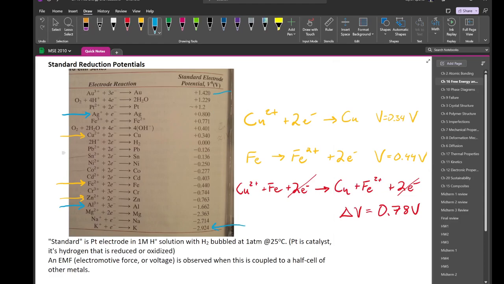Sure. If you combine this one with that, you're going to combine positive 1.42 plus positive 2.92. It's just a really big positive voltage, meaning that would be the most thermodynamically favorable combination that this table offers us. Meaning, will that reaction occur? Absolutely. Like, it will be violent in its occurrence, right? It's going to happen very, very spontaneously. Yeah.